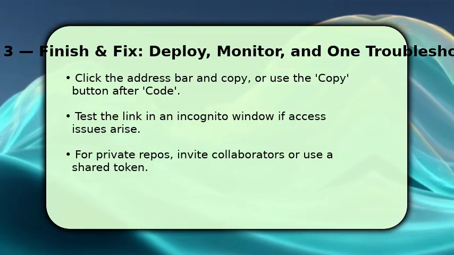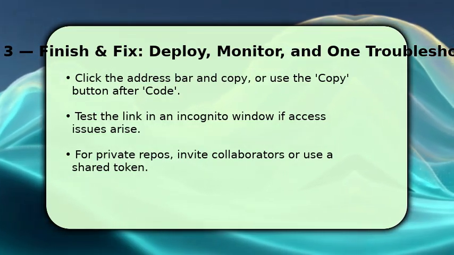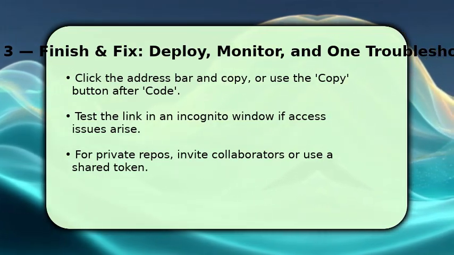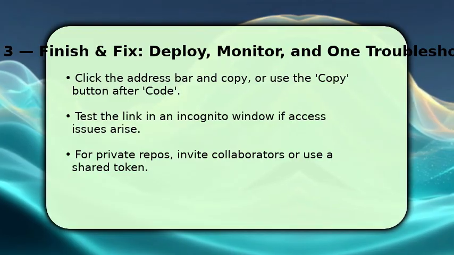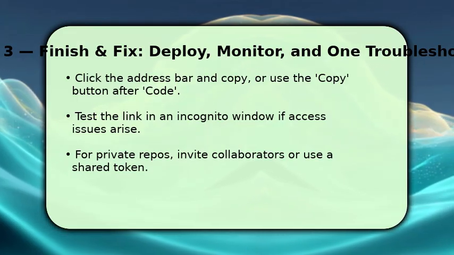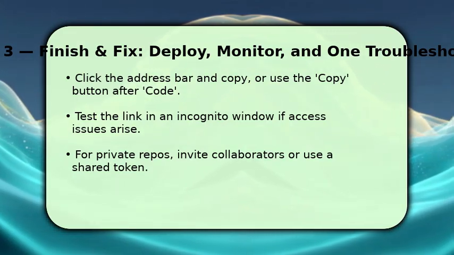If it fails, check repo visibility and collaborator invites. If it's private, add the person as a collaborator or generate a temporary access token for automation. If cloning fails, confirm you used HTTPS versus SSH and that your keys or credentials are set up.